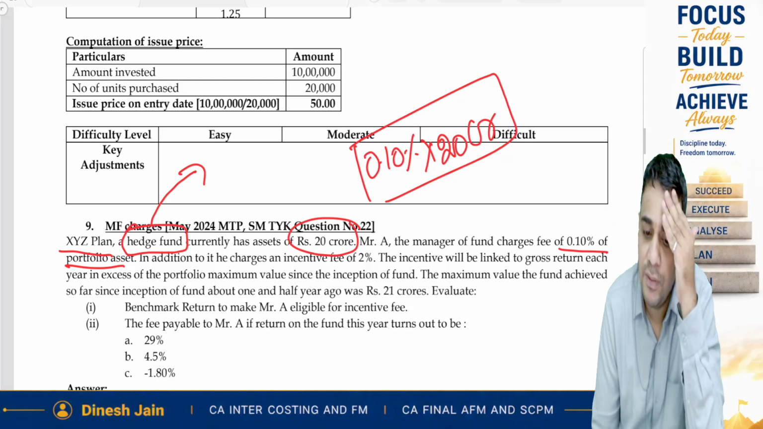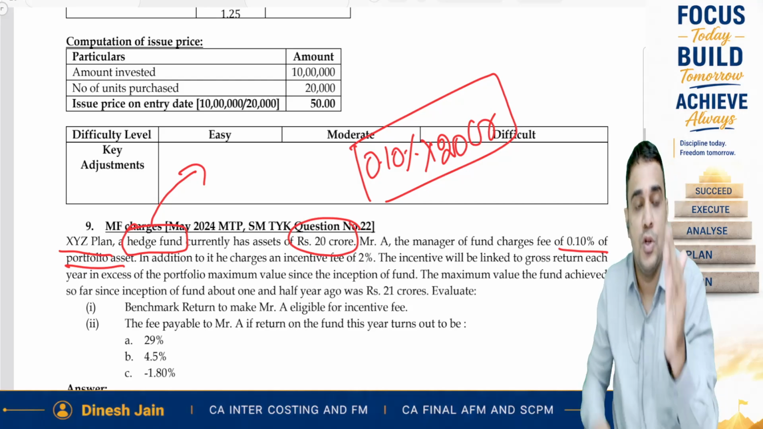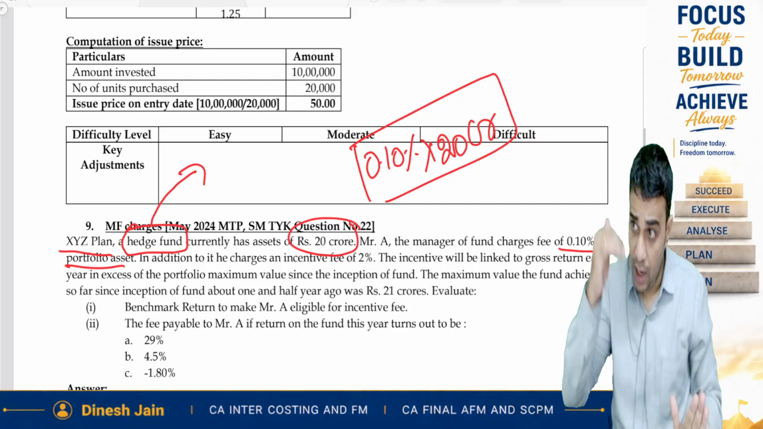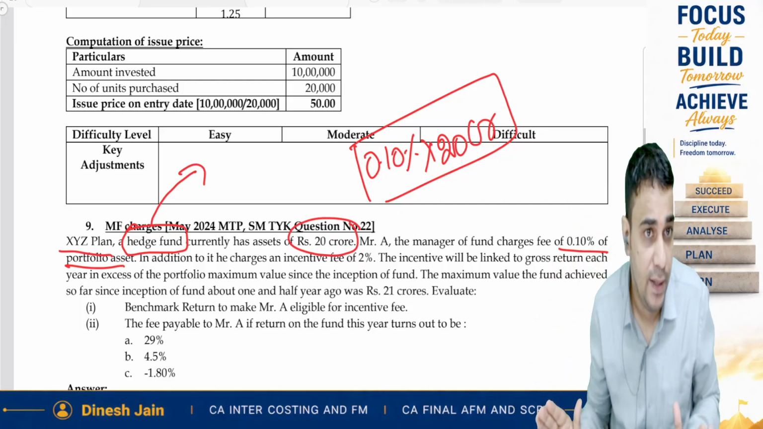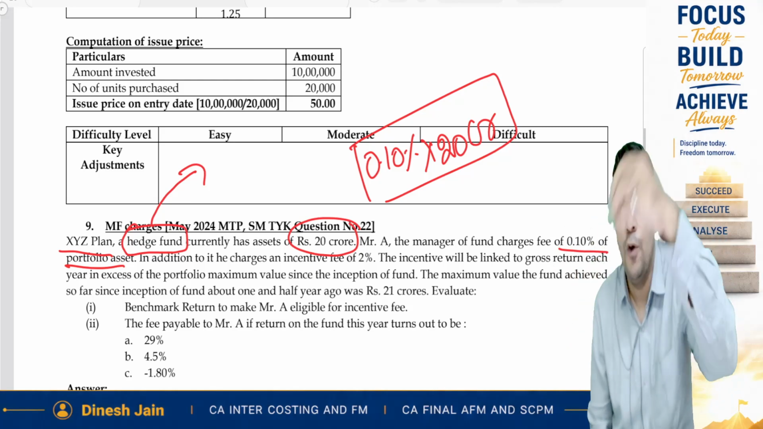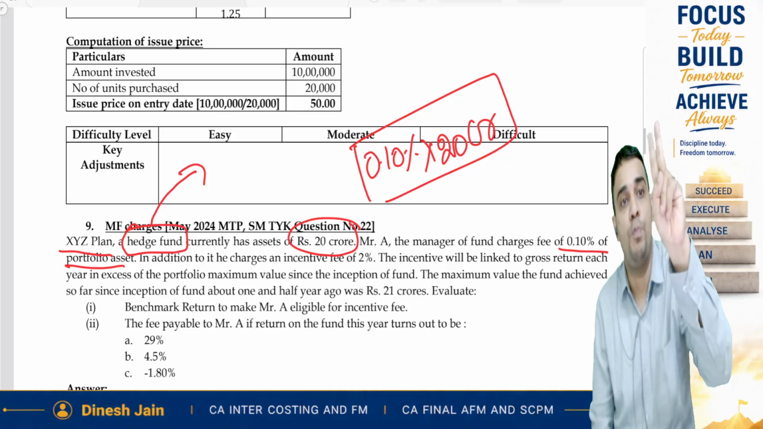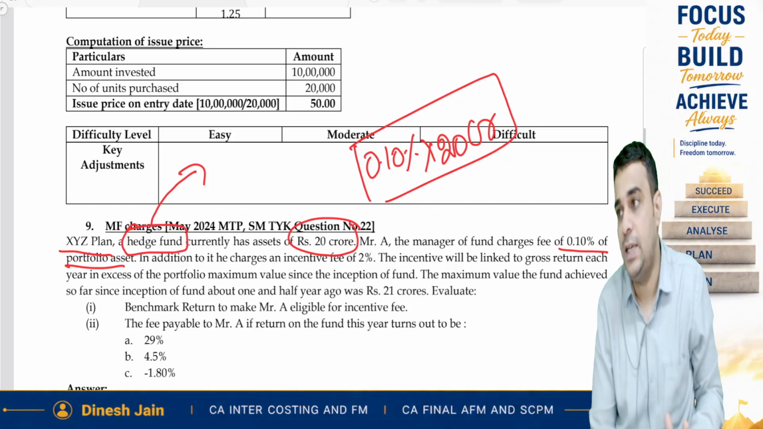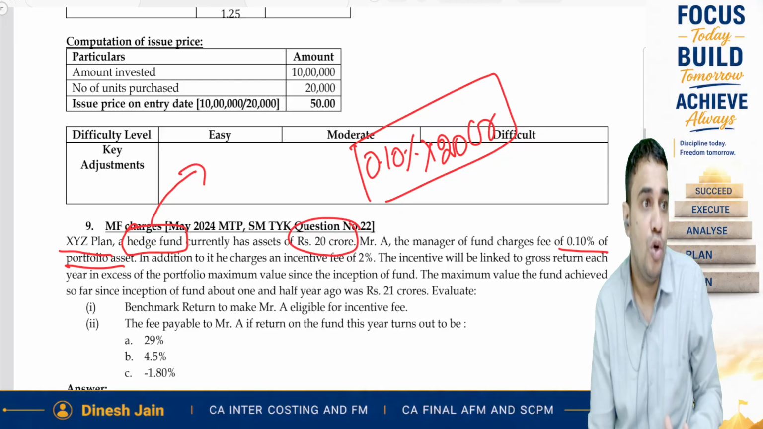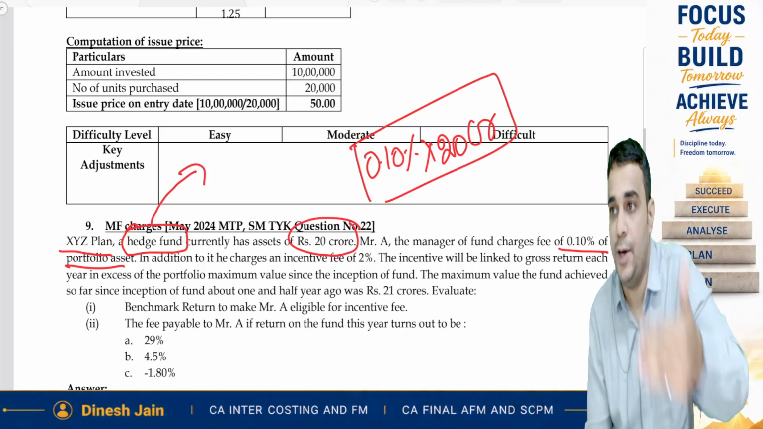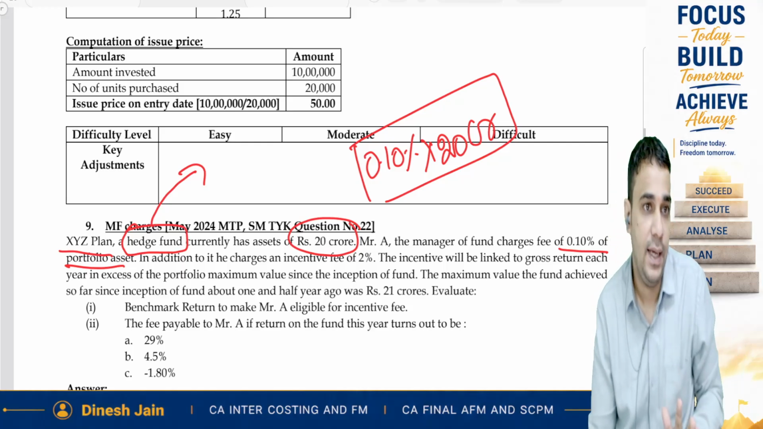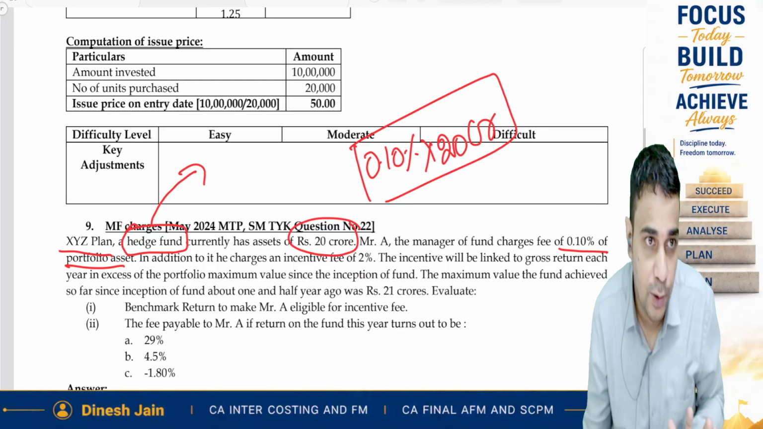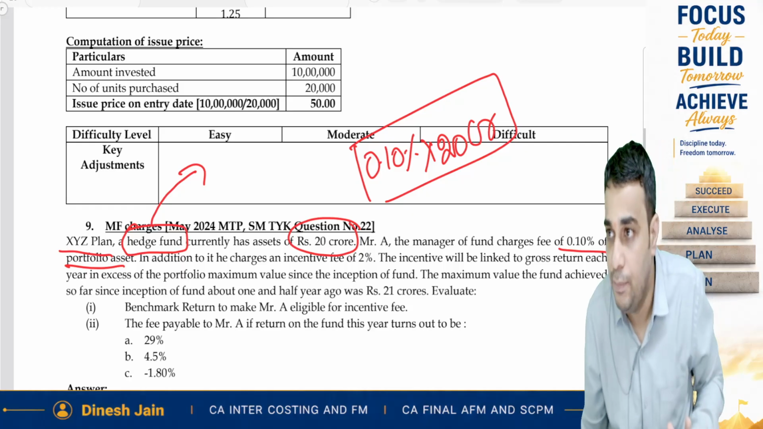The maximum value the fund achieved till now is 21 CR. So from 20, if I make it 21, only fixed. Above 21, you have to pay me variable. If I make 20 as 40, it is 40 minus 21 into 2%. Anything above, if I make it 40, I will charge you 2% on the extra. The 0.1% is the 100% charge I am doing.